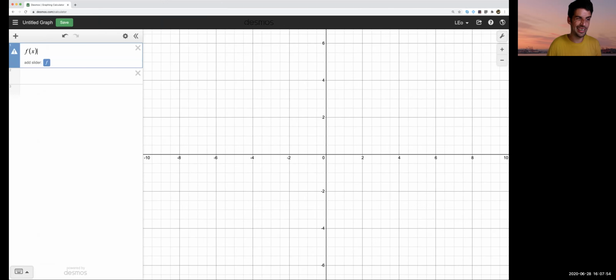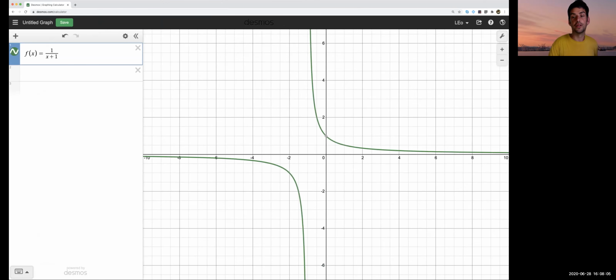So if I write, it needs x as an input. We were using t, but it wants x as an input. It can use t, but it interprets it a little bit differently as far as I know. So all I need is x plus 1. Okay, so there's a picture of our function.